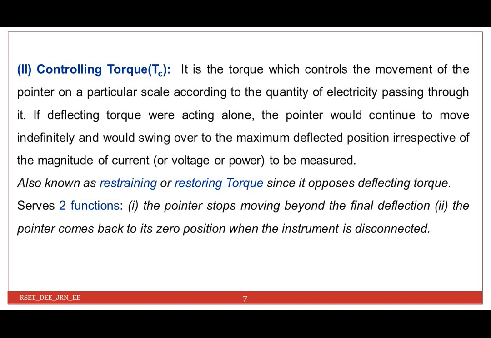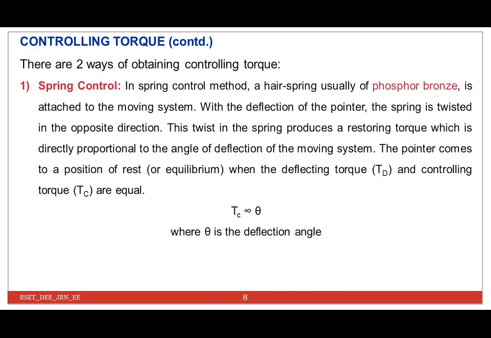So that's the second torque associated with indicating instrument. Now there are two ways of obtaining controlling torque. One is a spring control, followed by the gravity control. Spring control is being used in PMMC, and gravity control we will be studying in later topics.